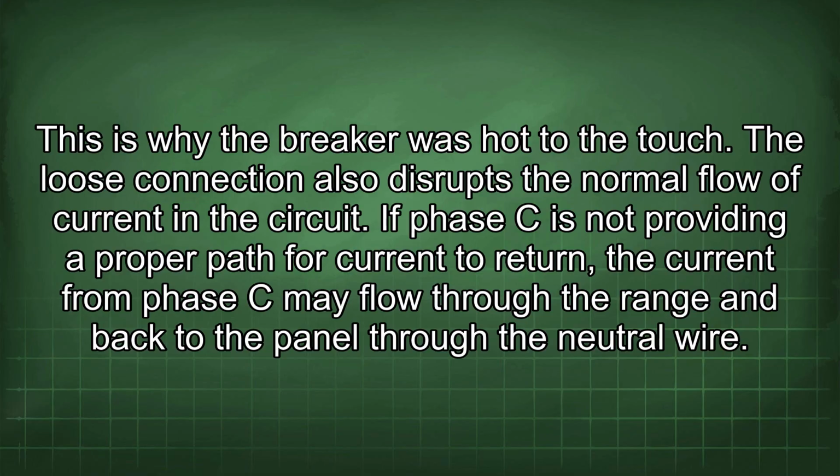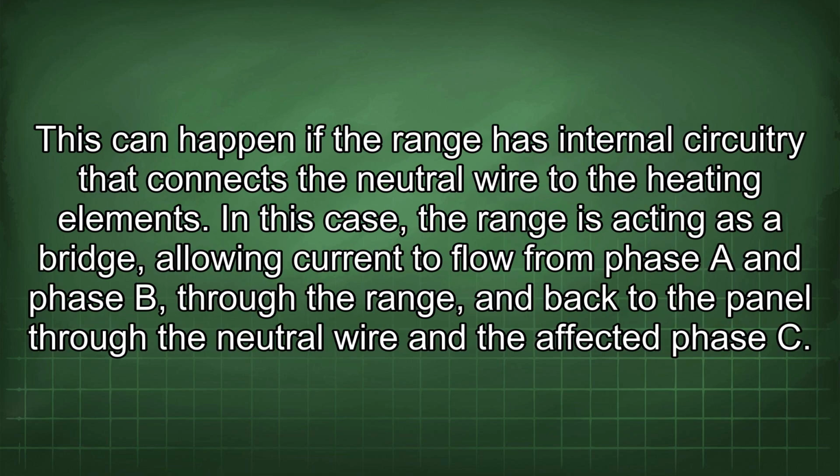If phase C is not providing a proper path for current to return, the current from phase C may flow through the range and back to the panel through the neutral wire. This can happen if the range has internal circuitry that connects the neutral wire to the heating elements. In this case, the range is acting as a bridge, allowing current to flow from phase A and phase B through the range and back to the panel through the neutral wire and the affected phase C.